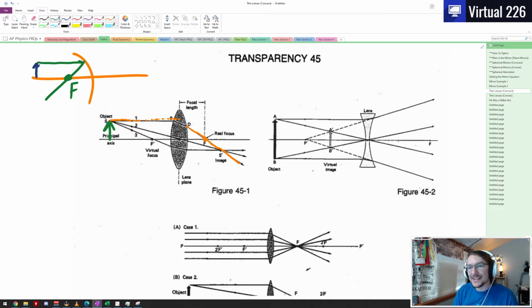The second ray that we can draw, and really you only need two rays to do this, is to go exactly through the center of the lens. If you go exactly through the center of the lens, you should not see any deflection of the light. The light won't bend at all. So you can draw a perfectly straight line.